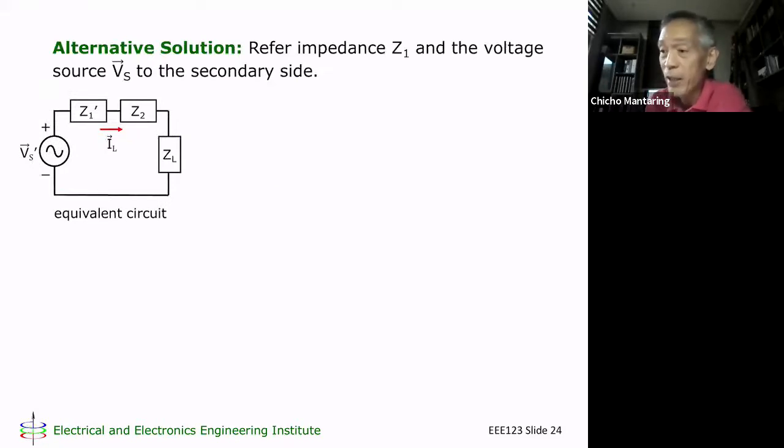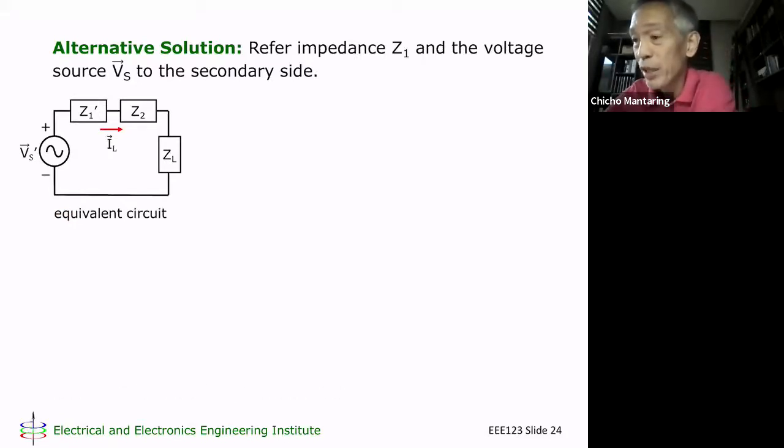Okay, by the way, this is just an alternative solution. I could have referred Z1 and the voltage source to the secondary side. What I did was I referred the load and Z2 to the primary. The other thing that I could have done was refer from the primary to the secondary. So this is going to be my equivalent circuit.